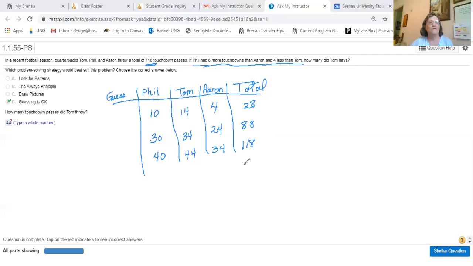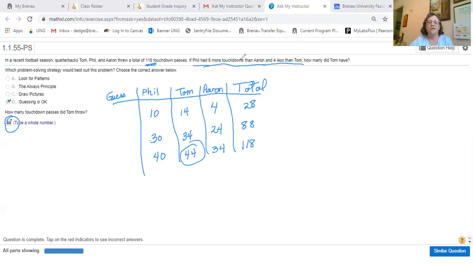So what was the question now? How many touchdowns did Tom throw? Bingo. So Tom would have thrown 44. We're just playing with the numbers until we find something that works. That's all they want you to do.